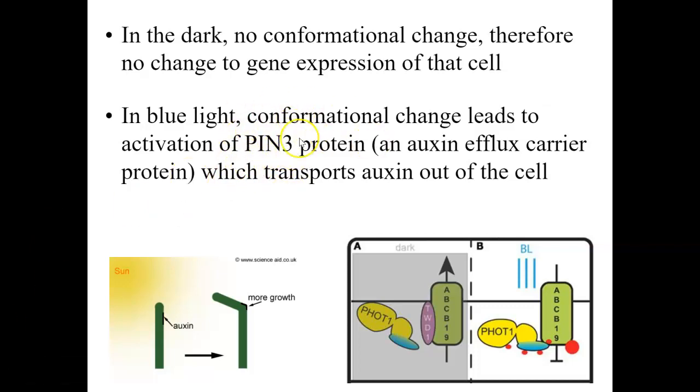What the PIN3 protein does is move auxin out of the cell. So the PIN3 protein is considered an auxin efflux carrier protein. Efflux means it's leaving, it's exiting. Auxin is exiting the cell through this particular protein. It is an efflux protein, transporting auxin out of the cell. So what we're going to see is the sun activating that phototropin, which activates the PIN3 protein, and that causes the plant to bend towards the light. This is because we're moving auxin out of the cells on the lighted side. So we're going to look at that.